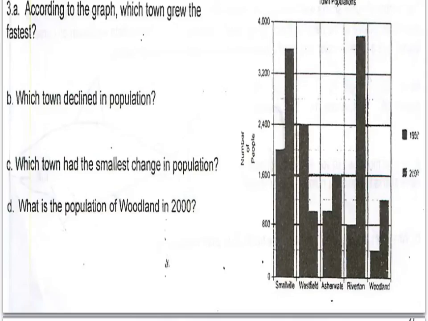Next one. According to the graph, which town grew the fastest? So when we look here, we can see that Riverton went way up, and it grew the fastest. All I'm doing here is reading the graph. Which town declined in population? So for here, we're looking for somebody whose 2000 population is less. And if you didn't know this, the 1990 population is first, then the 2000. So here, that one increased. This one, there's a decrease. So that's Westfield.